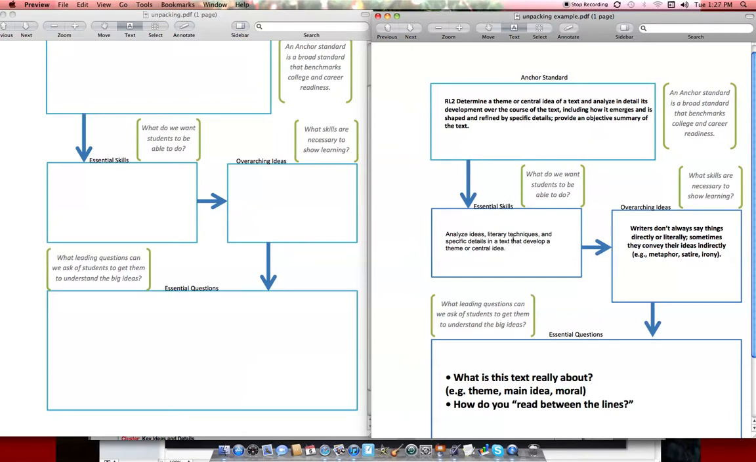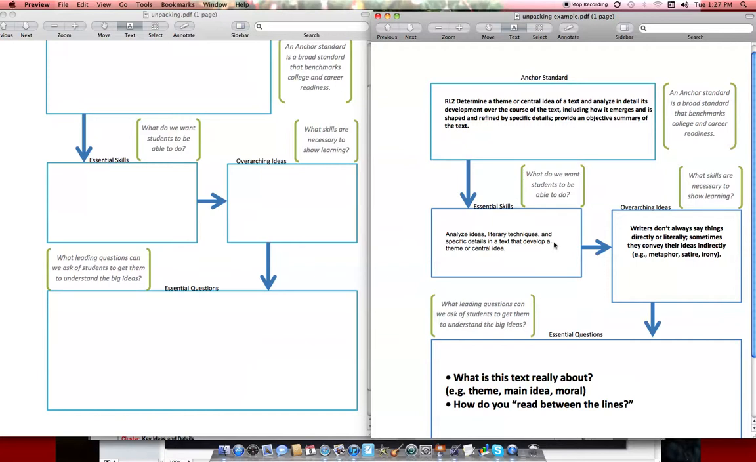And then I took the essential skills. I just took one or two. I said analyze ideas, literary techniques, and specific details in a text that develop a theme or central idea. Okay, so that's my essential skill. And then what I wanted to start looking at is those overarching ideas. What are the skills? And how can I write this in a way that is broadband? It goes across all grade levels.